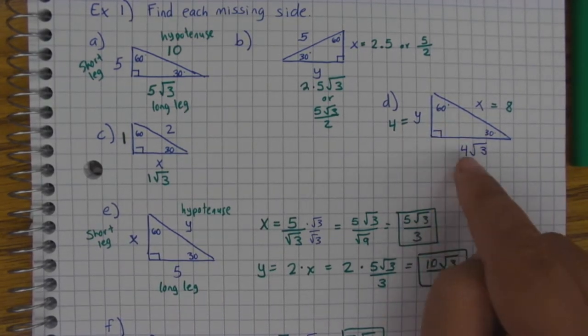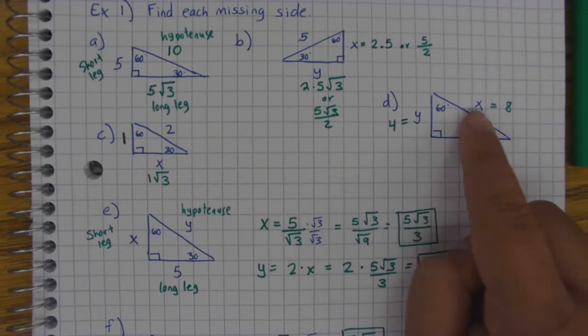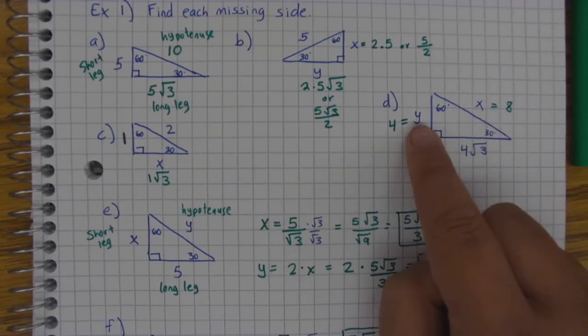Letter D, 30, 60, 90 triangle. They give us the long leg this time, and we need to find the hypotenuse and the short leg.